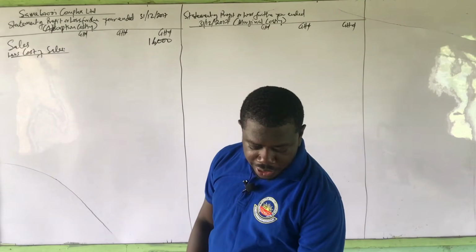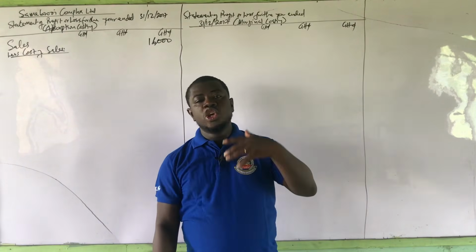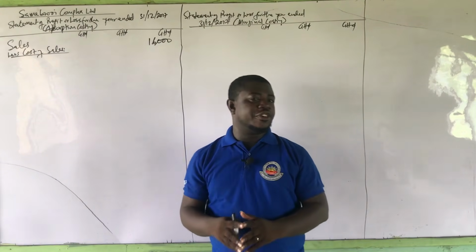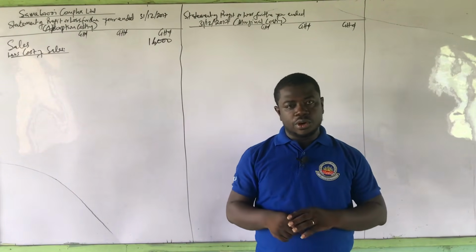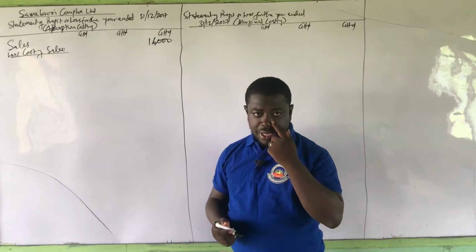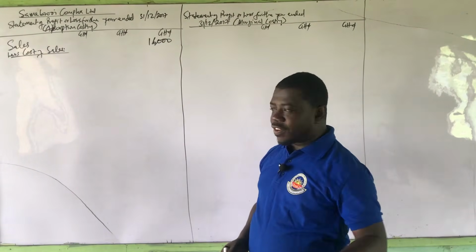Now, how do we know that there was a closing inventory? Look at the list of balances that was given. The last two told us that the units sold is 2,000 units, but the units manufactured was 2,500 units. So in other words, you produced 2,500 and you sold 2,000. So the extra 500 you didn't sell will become your closing inventory. That is how it is done. So let us take note of that. The closing inventory will be given as 500.